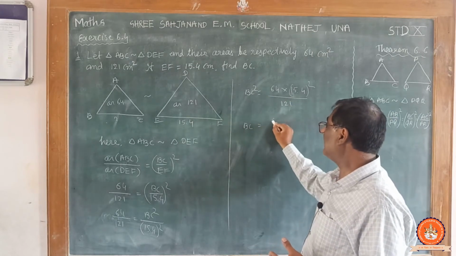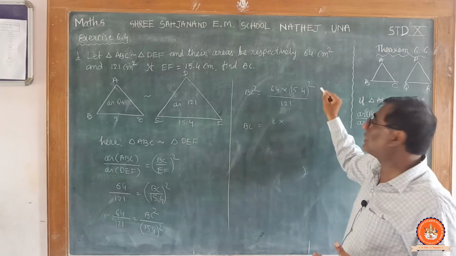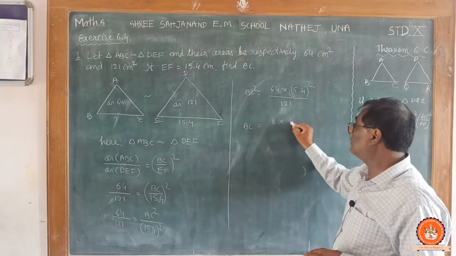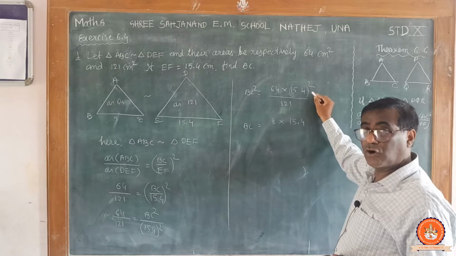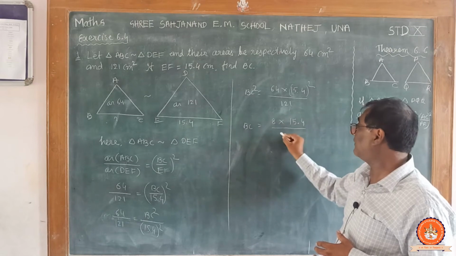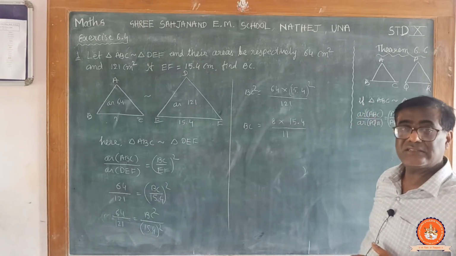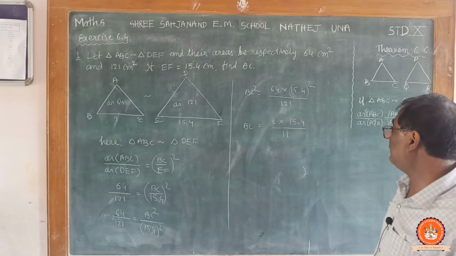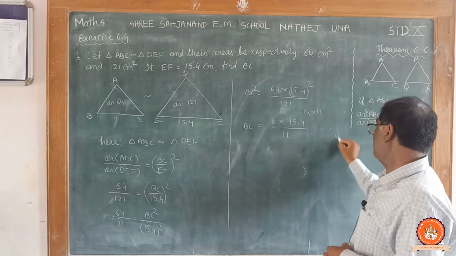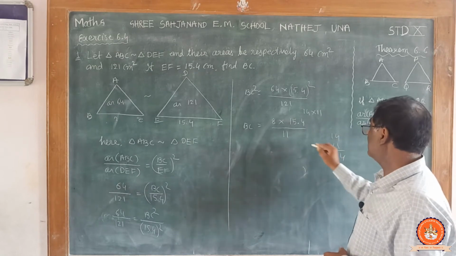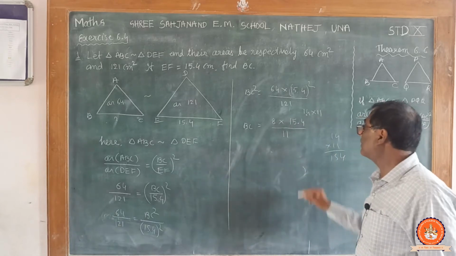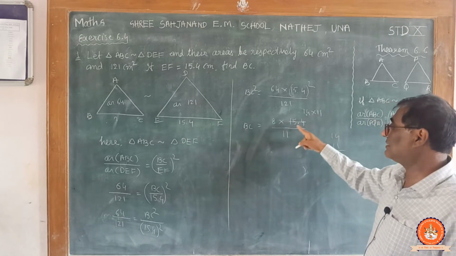square root of 64 is 8, square root of 15.4 square is 15.4, and square root of 121 is 11. Okay, square root of 121 is 11. Now my friend, 14 into 11, that is 154. 14 into 11 is 154, so it is 15.4. So 1.4 into 11 will be 15.4. Okay, 1.4 into 11, it's 15.4.